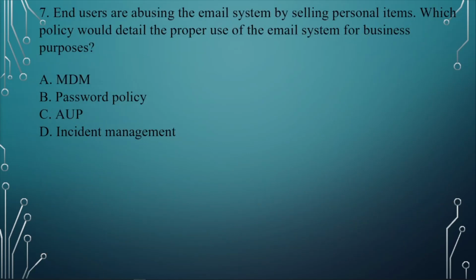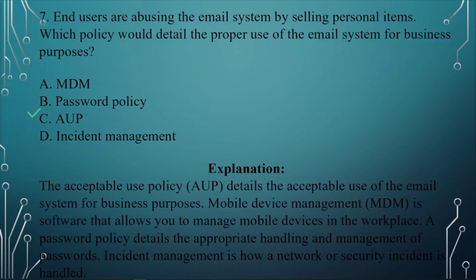Question number 7. End users are abusing the email system by selling personal items. Which policy would detail the proper use of the email system for business purposes? A. MDM. B. Password policy. C. AUP. D. Incident management. The answer here is AUP, which stands for Acceptable Use Policy.